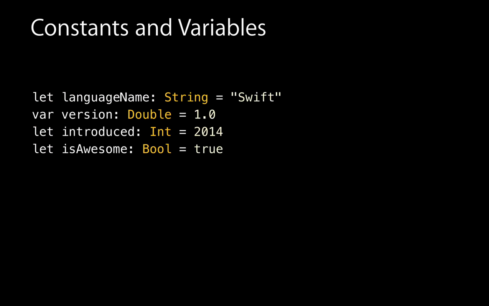And it's pretty obvious from these values on the right-hand side what it is that I want to create. In fact, it's so obvious from the values on the right-hand side that there's really no point me writing the types. And in Swift, in many cases, you don't need to.